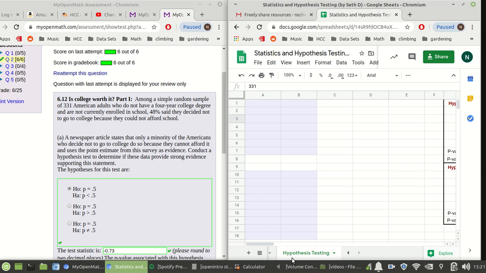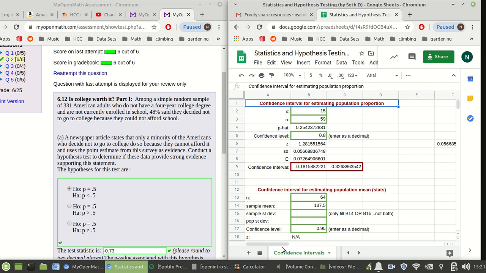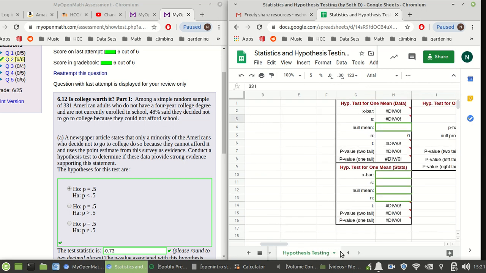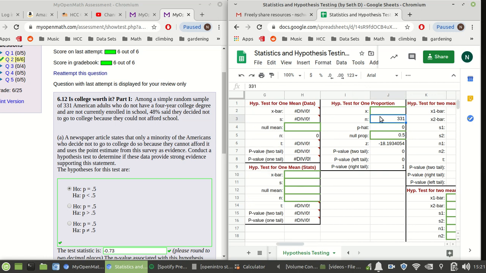If you see this tab here, it says hypothesis testing. That's what we're doing now, so I've gone ahead and highlighted that. You might also notice the tab that says confidence intervals. That might be useful when making a confidence interval. We are doing one proportion. I've already got my sample size in here. I've got my null proportion in here too. We've already said that p hat is 0.48, right? So I could just type in 0.48 here.